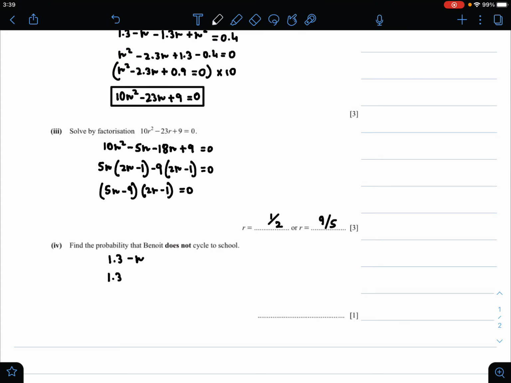So 1.3 minus half, which is 0.5, is equal to 0.8, or in fractions it would be 4 by 5. So you can write it in either form, that is 0.8 or 4 by 5. So therefore this would be your final answer for B part 4 of this question.